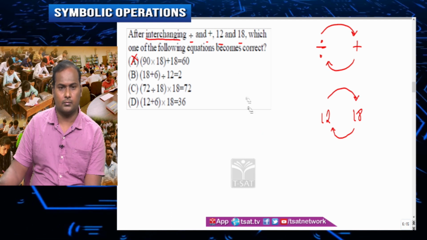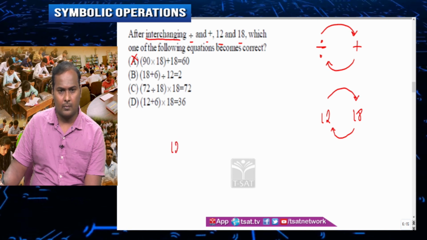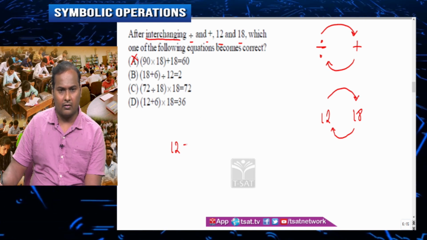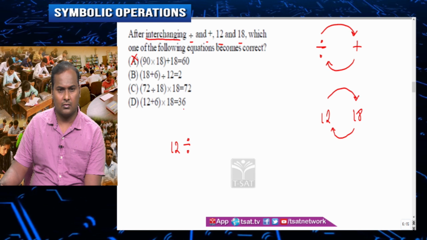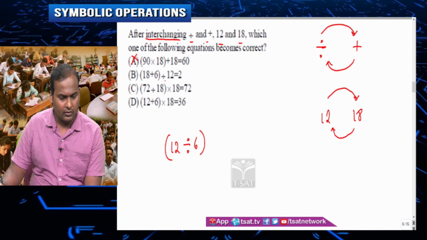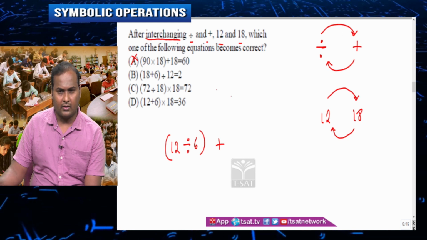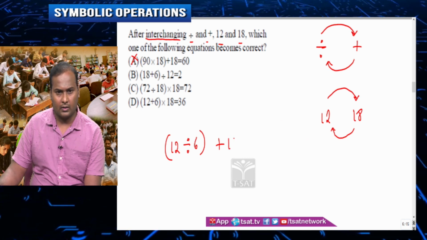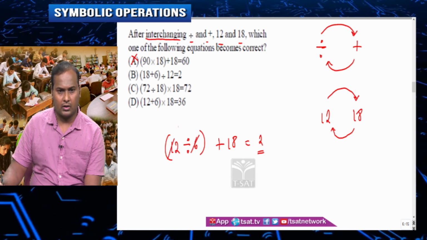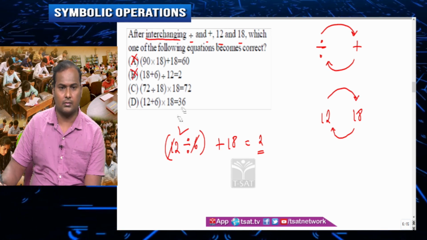Now check option B. In option B, 18 is there, so wherever you see 18, it will become 12. And wherever you see the plus symbol, it becomes division. Then followed by 6. Then wherever you see the division symbol, you have to put plus, and in the place of 12, you have to keep 18, and check whether it is equal to 2 or not. No, this is not equal to 2. So option B is also not the answer.